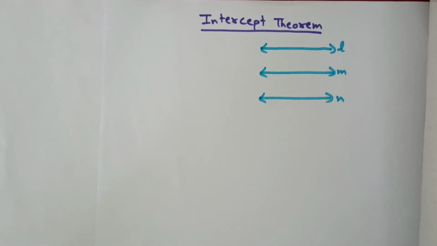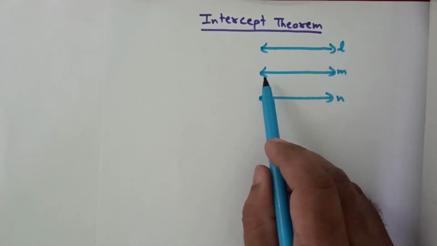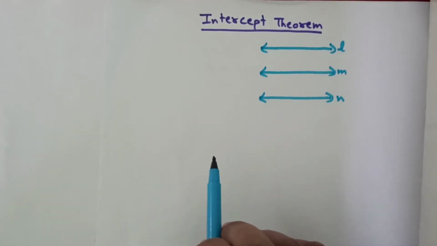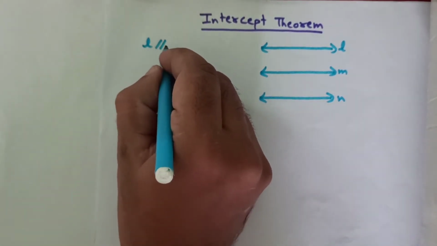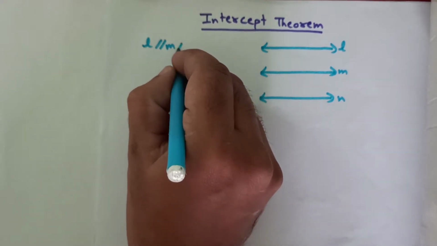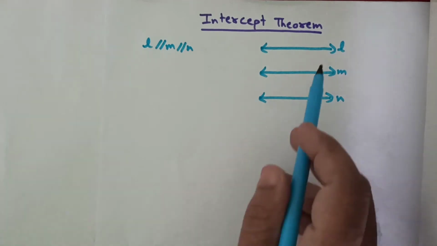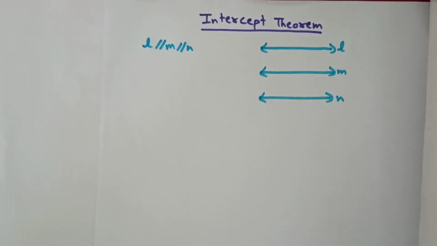As we have already discussed in lines and angles, a line can be represented by two capital letters, like line AB, line BC, line CD, or it can also be represented by a small letter, like this is line L, this is line M, and this is line N. So according to the intercept theorem, line L is parallel to line M and parallel to line N, meaning all three lines L, M and N are parallel to each other.